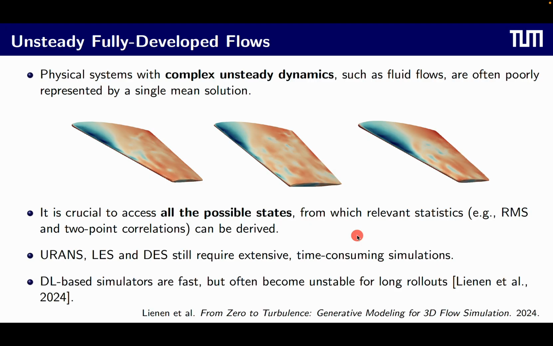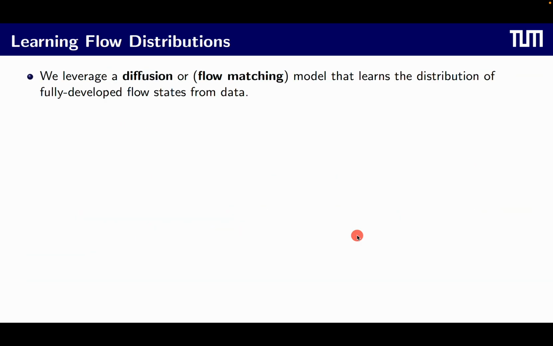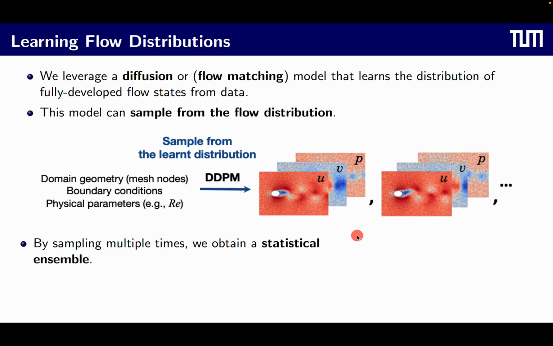And although deep learning based surrogates have been available for a while, these often became unstable while producing long rollouts. So we decided to follow a different approach and leverage diffusion and flow matching models to learn the distribution of fully developed flow states from data. With these models, once they are trained, we can evaluate them with the domain geometry, boundary conditions, and physical parameters as input, and we obtain as output the physical fields defining the state at a certain time point.